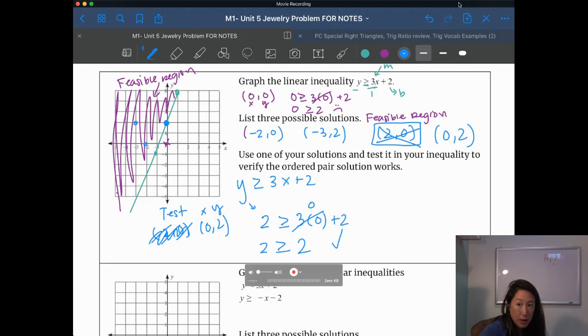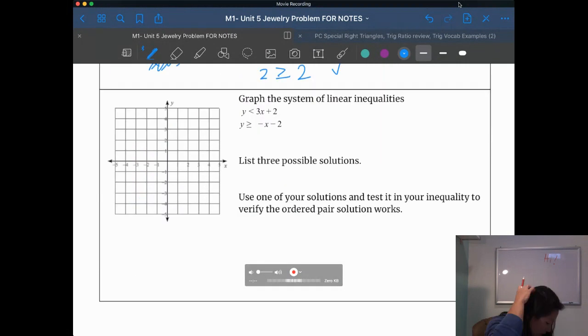All right, last one for today. So graphing inequalities, you just graph one inequality and then the next, okay? So we're going to graph y is less than 3x plus 2. So again, my b value is 2 and my slope is 3. So up 1, 2, 3 over 1. Down 1, 2, 3 over 1.